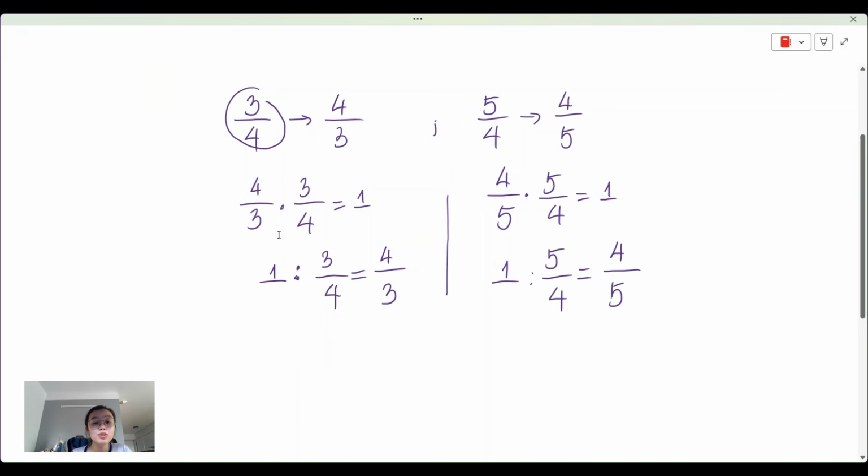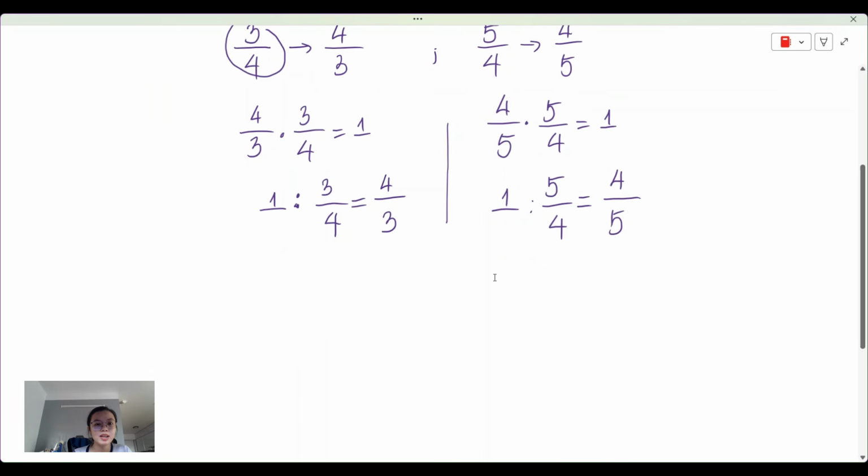Okay, let me give you another example, another straightforward, easy example. I have a fraction 1/2. So, how many of 1/2 fit into 1? One interpretation of a reciprocal. So I have 1 divided by 1/2.